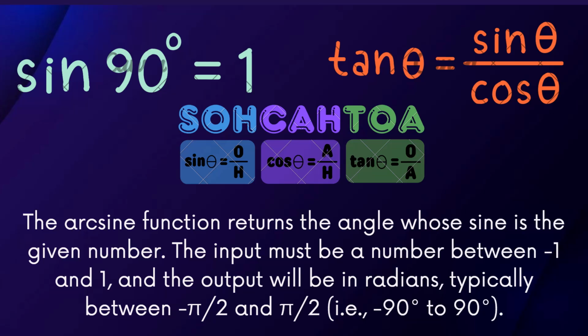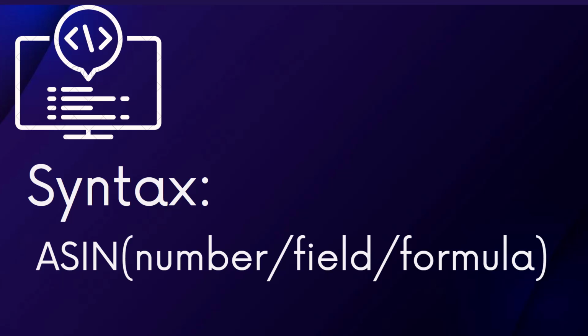So let's proceed and discuss the syntax related to the ASIN function, and the syntax is given on your screen. That is the ASIN function, and the parameter used inside this ASIN function is a number, field or formula, and we pass the value to find out the inverse sine of it. It can be a number, field or formula. It only takes a number data type value like decimal, integer, double or currency.